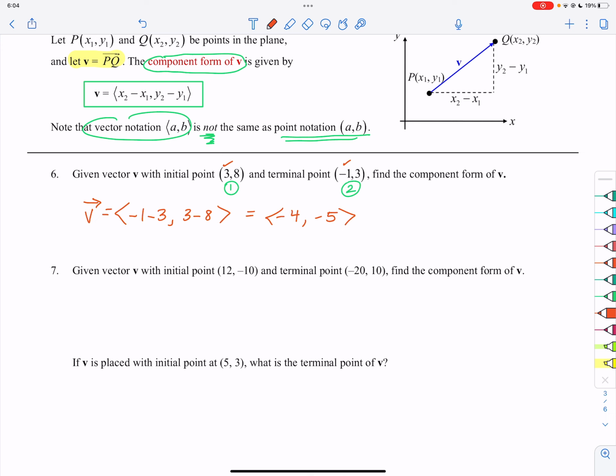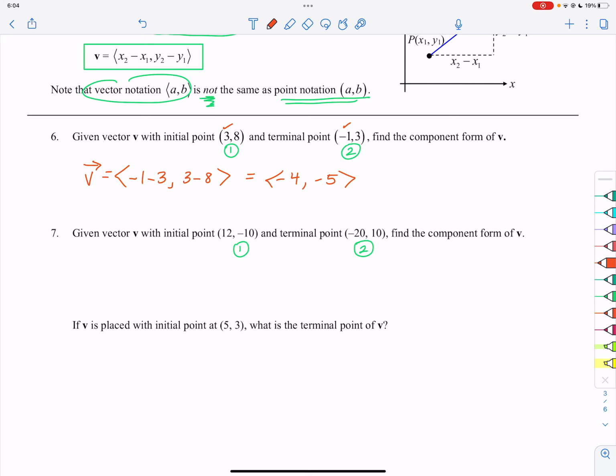In number 7, given vector V with initial point 12, negative 10, and terminal point negative 20, 10, find the component form of vector V. So vector V is going to be equal to, we have negative 20 minus 12, and then we have 10 minus, and we have to be careful here, a negative 10. And that's equal to negative 32, 20.